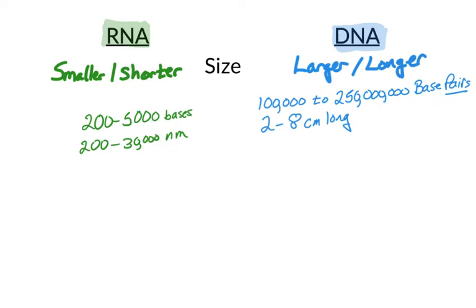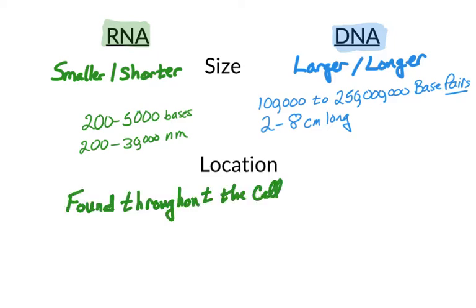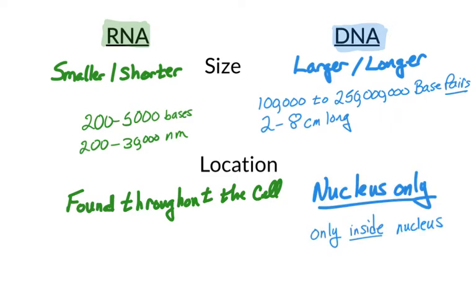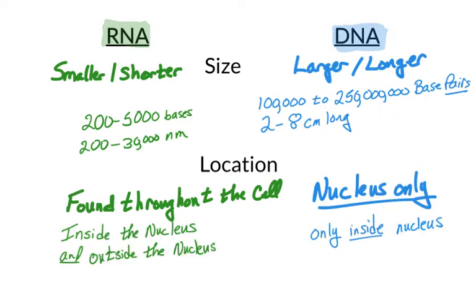When we look at where we find RNA and DNA, we find that RNA is found throughout the cell. It can be found in the nucleus and outside of the nucleus, whereas DNA is found only in the nucleus of the cell. It is never found outside of the nucleus.